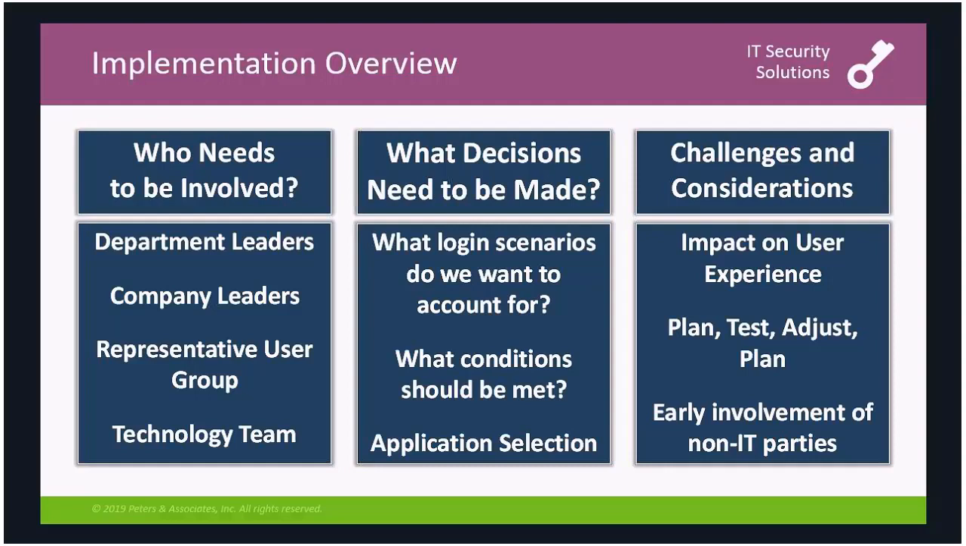What login scenarios are we trying to account for? Do we want people to be able to log in at all remotely? And if we're closing that lane off, there's a bunch of whole conditional access decisions we don't have to make. So what login scenarios are we trying to account for that we want to allow access to under certain conditions?